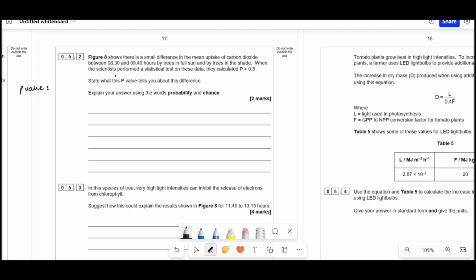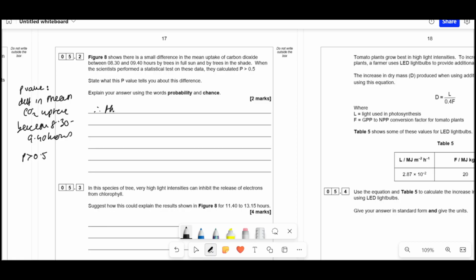So again, if you read the question, it says when the scientists did a statistical test on these data, they calculated p equals greater than 0.5. Now, obviously, I can't see the data, but the question tells you enough to work it out. Because figure 8 shows there's a small difference in the mean uptake of CO2 between 8:30 and 9:40 hours. So the p-value, what is it being done on? It must be the difference in mean CO2 uptake between the 8:30 to 9:40 hours. And they've told you that this p-value that's testing this thing is greater than 0.5.